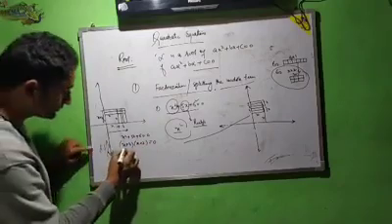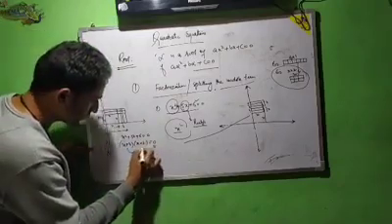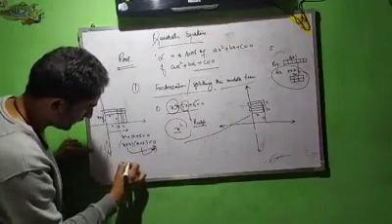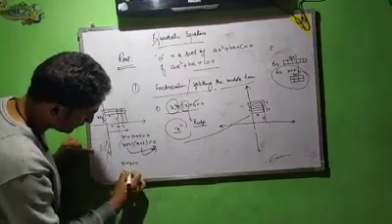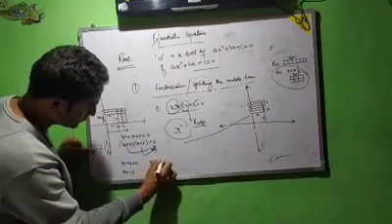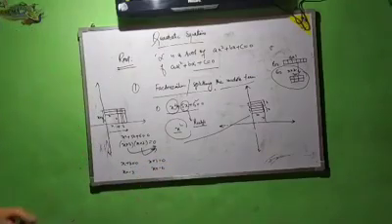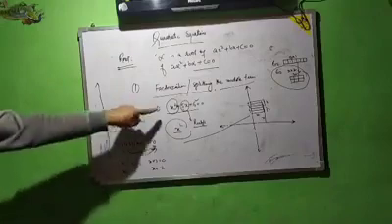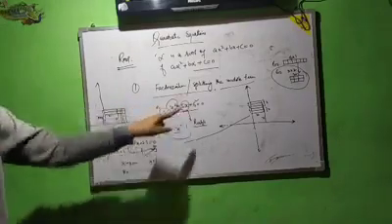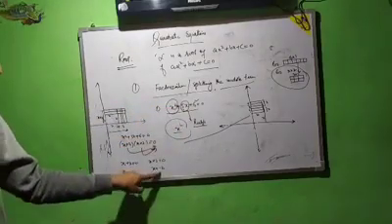Now either this is equal to 0 or this is equal to 0. When x plus 3 is equal to 0, x becomes minus 3. When x plus 2 is equal to 0, x becomes minus 2. So I have found here two roots of the quadratic equation x square plus 5x plus 6, that is x is equal to minus 3, x is equal to minus 2.